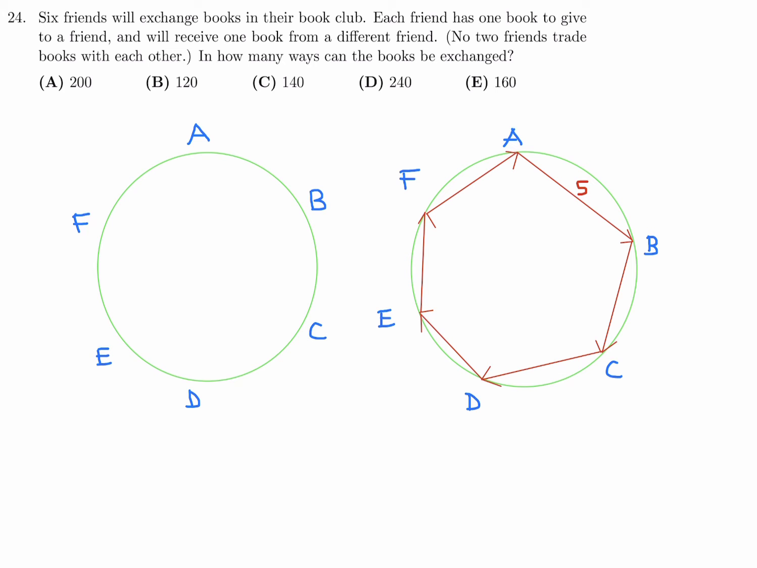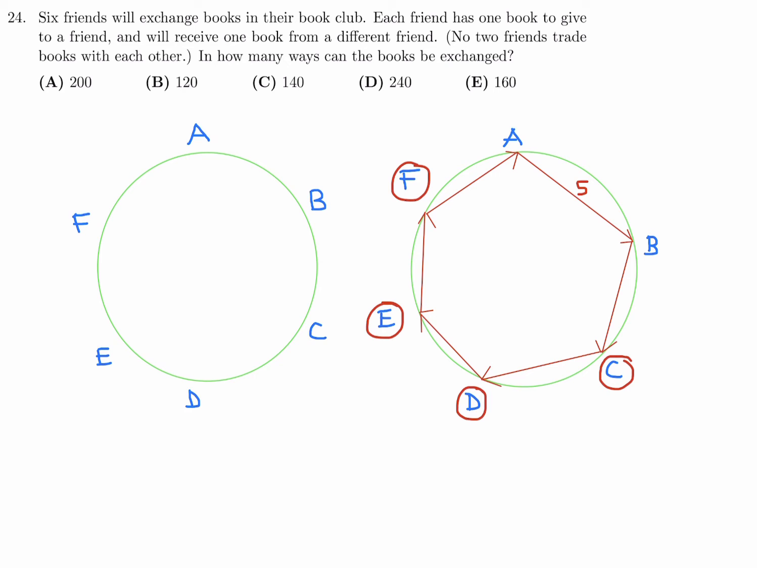Then you get to B. How many choices does B have? Well, in my diagram, I made B go to C, right? That's legitimate. But B can also give a book to D. I could have done it like that, right? He could also give a book to E. I could have drawn it like that. He could also give a book to F. I could have drawn it like that.